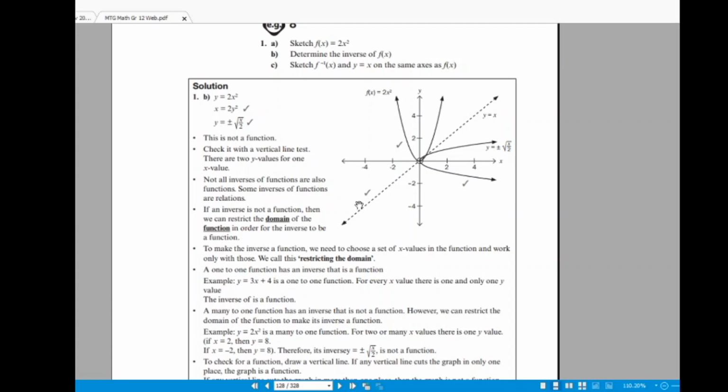Okay, so now here are some properties of the inverse function of a parabola, right? Notice that when you draw a vertical line on the graph of the inverse function, it will cut the graph at two points. If I draw a vertical line here, okay, let me copy this.